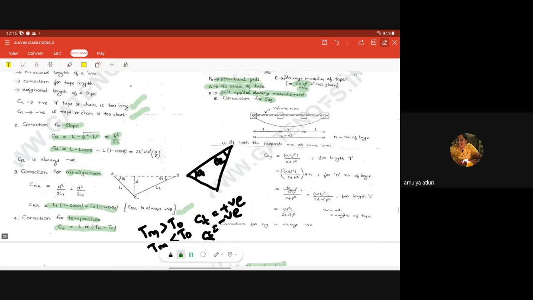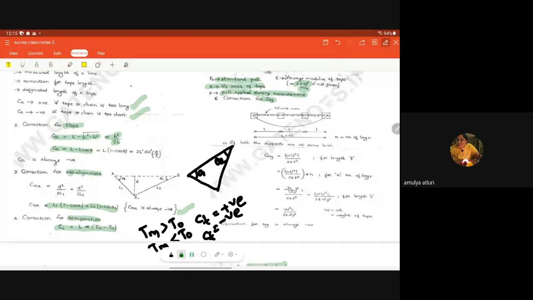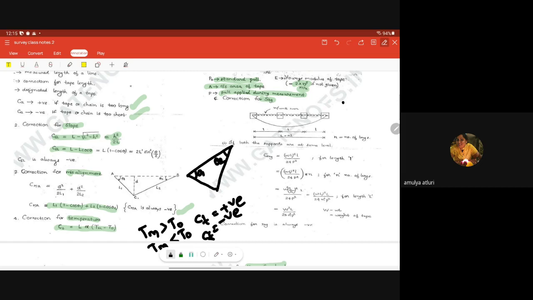Next, correction for sag. You know that there will be some sagging whenever 2 points, if this is not held properly, there will be some sagging. Because of that sagging, there will be some error in the measurement. So what is that error and how do we do the correction? So let's consider this as L and this total length is equal to N into L.